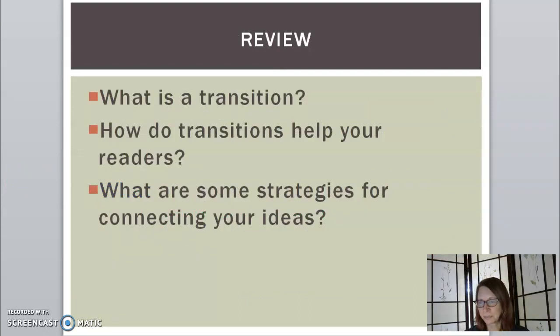So finally, let's just review. What is a transition? It is a word, a phrase, or a sentence that establishes a logical connection between your ideas. How do transitions help your readers? Well, they can help them make sense of your ideas and how they connect. They can prevent readers from getting lost in your writing as well. And what are some strategies for connecting your ideas? You can use single words or phrases to connect, just transitional words. You can use repetition of key words or ideas. And you can provide explanation between sentences that connect those ideas smoothly.